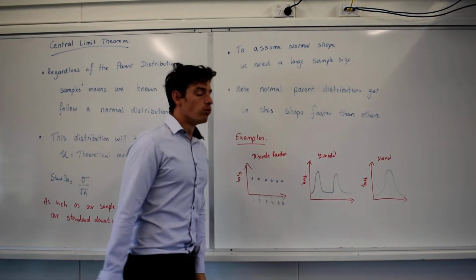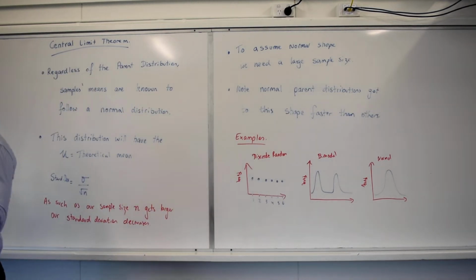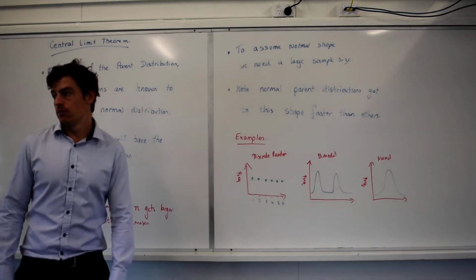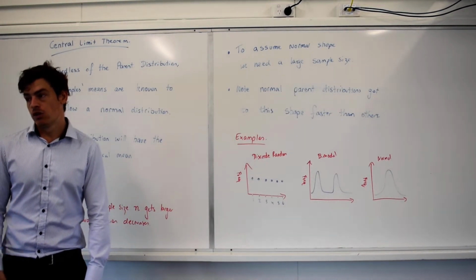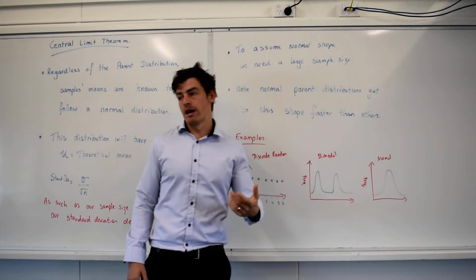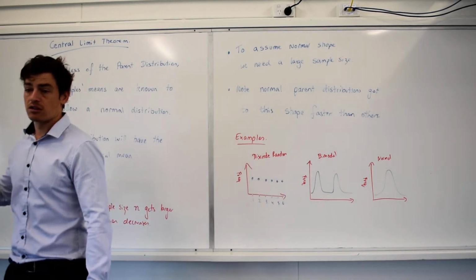Be aware that a normal parent distribution will achieve normality faster than any other type. Cool? So the more normal the distribution initially, the quicker it will achieve normality when we're going through this process.